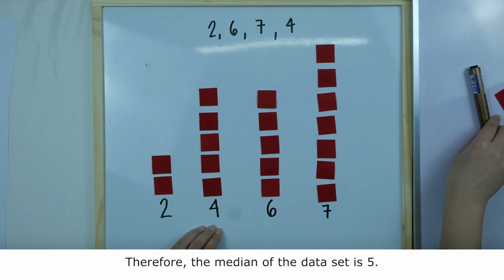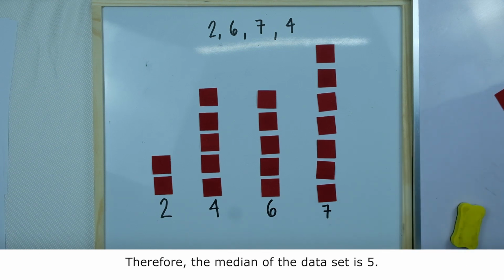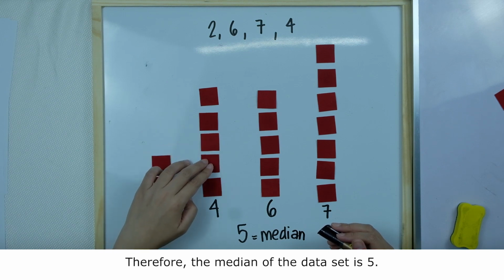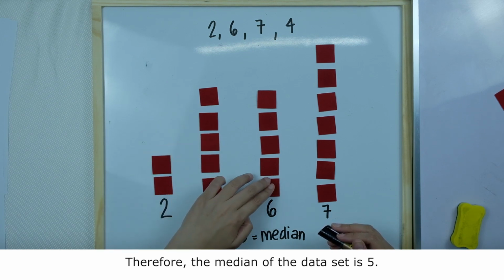So this tells us that the median for this data set is therefore 5. Let's count the counters. 1, 2, 3, 4, 5. The same is true for our third stack here.